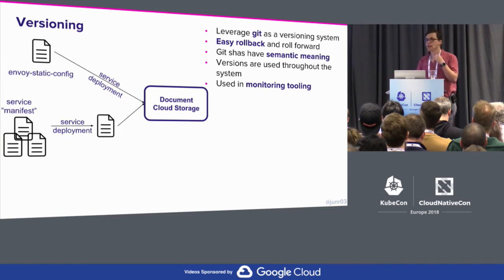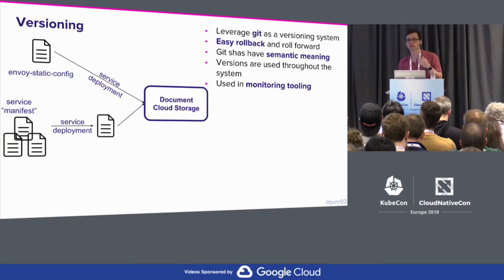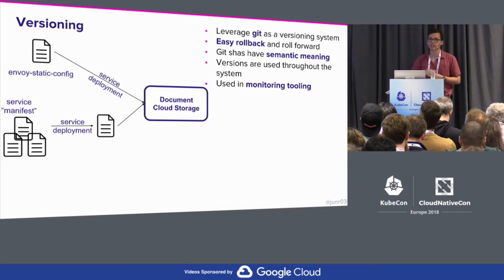And this SHA is also used in monitoring tools. So service developers can see how this configuration change is flowing from the time they deploy out to Envoy Manager, generating their configuration artifacts and flowing out into the proxy.